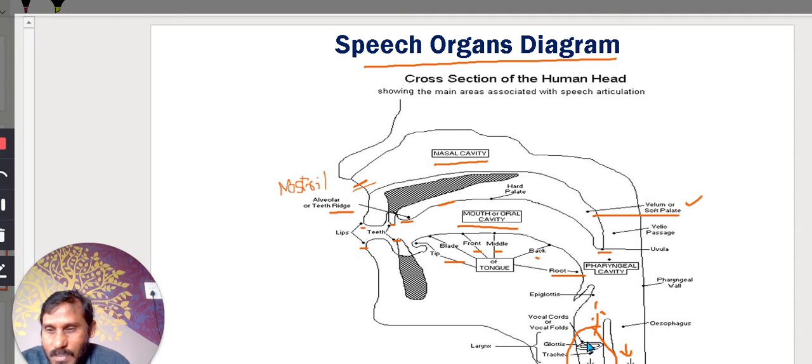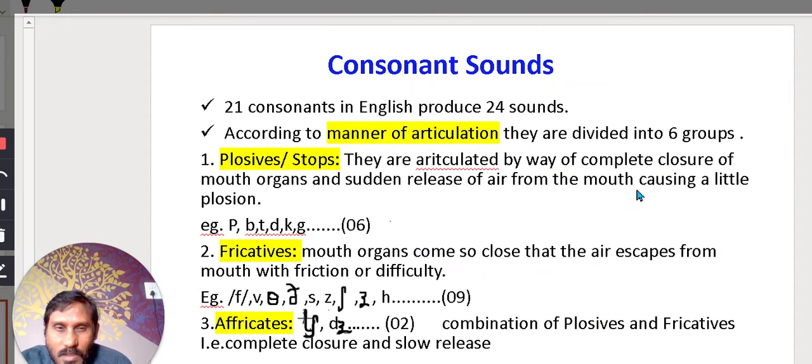Let's go to consonant sounds. Our main topic today is consonant sounds. We'll learn about vowels in our next video. As I told you, for consonant sounds, there are 21 consonant letters.